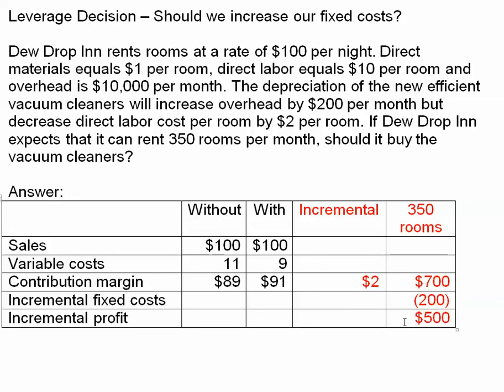So by buying that vacuum, again, assuming we are able to rent out 350 rooms or more, is a profitable decision. If you fall well below 350, if you fall below the break-even point, then this would have a multiplying negative impact on our profit. So that's the risk you take.